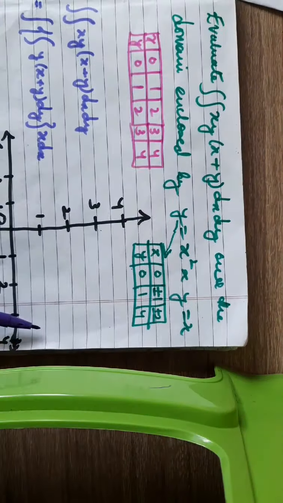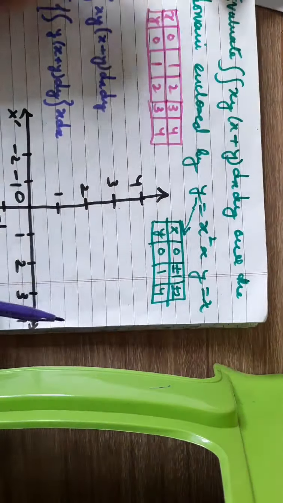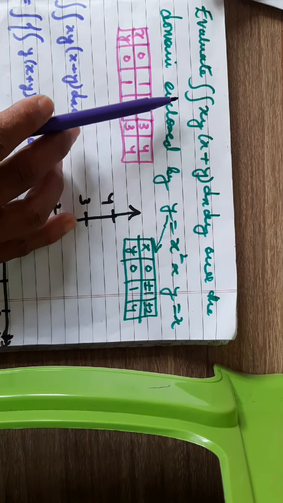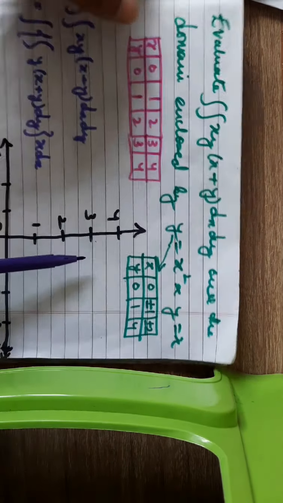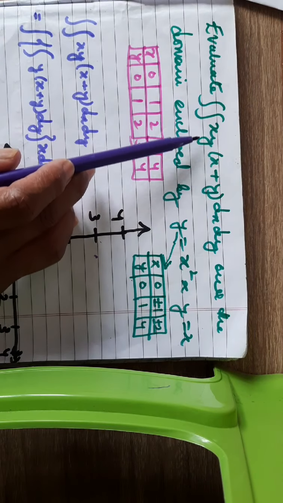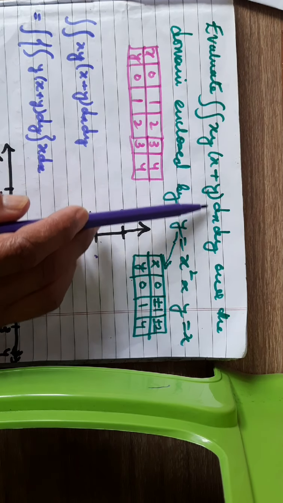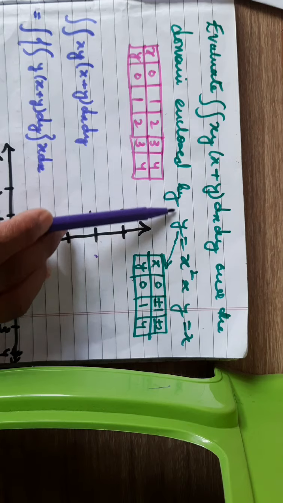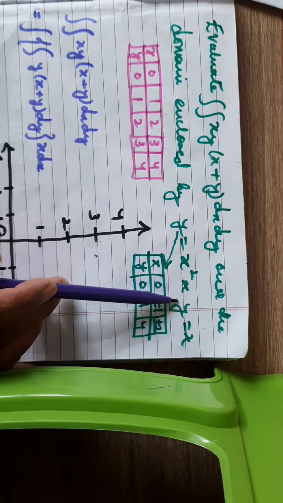Now let me come to the next problem. Here the region of integration is no more the rectangle, but some other region. So evaluate the double integral of xy into x plus y dx dy over the domain enclosed by y is equal to x square and y is equal to x.